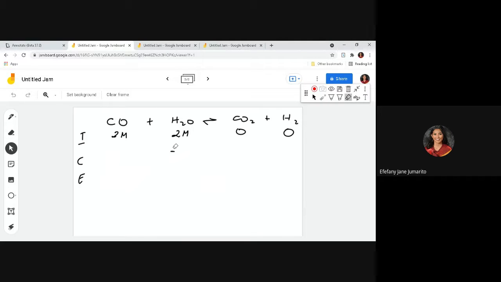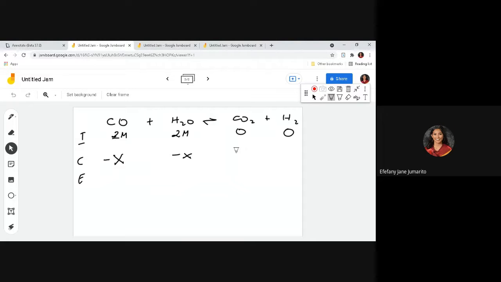Okay. The two there, class, is your coefficient, the number of moles. So we have only one, so we have negative x. Here, look at the coefficient. Coefficient. All right.